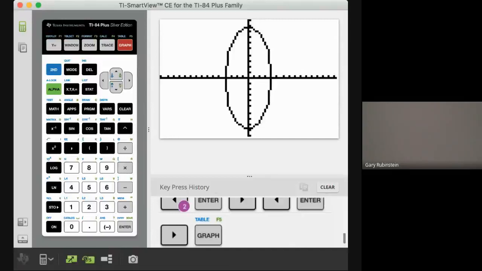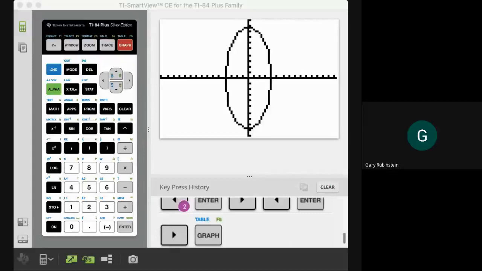Let me go back to the iPad for a minute. Oops. So I want to answer, some people had some questions about clockwise, counterclockwise, things like that. Okay, so here, bringing the iPad back.